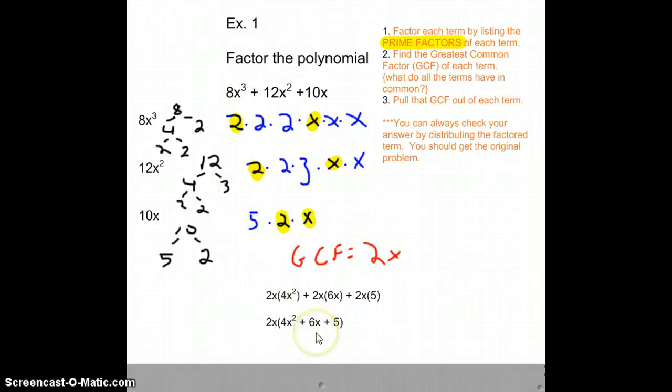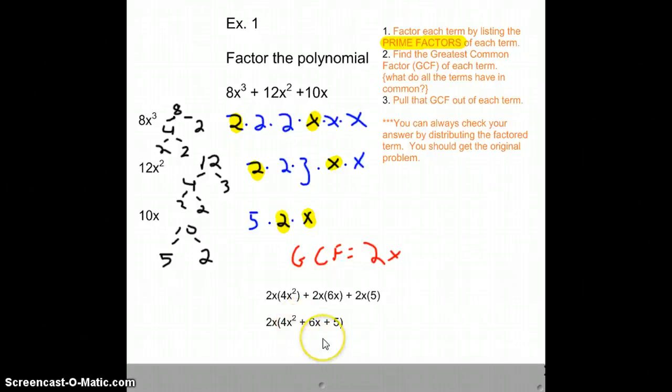2x times 6x, well, that would just be 12x squared, the same term we have here. And 2x times 5, that's a little easier for all of you to see. 2x times 5 is 10x. So we have not changed this polynomial at all from that first step to here. We have just called factoring it.